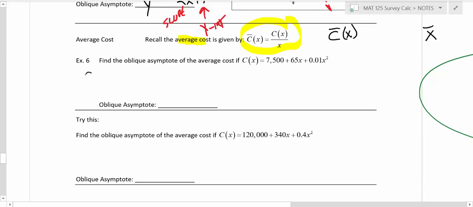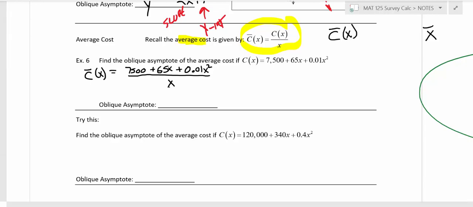So we're going to go ahead and just do the average cost function. All you need to do is take the function I gave you, 7,500 plus 65x plus 0.01x squared, all over x. That's all you do to find an average cost function, because you're dividing by the number of things that you're producing. x is how many things you're producing. So if we're going to do the oblique asymptote, what do I need to do? Separate it, split it up just like the last problem, and then do the limit. Exactly. So we're going to go ahead and do that right now.